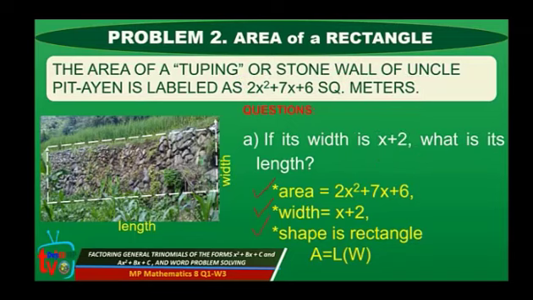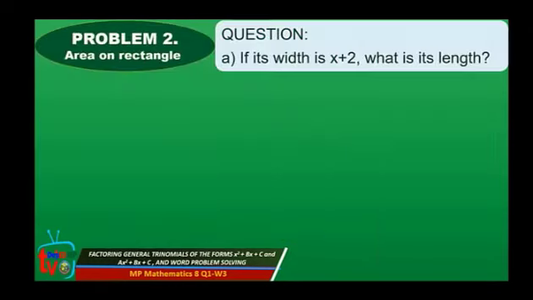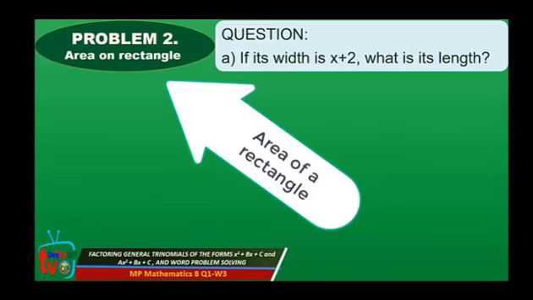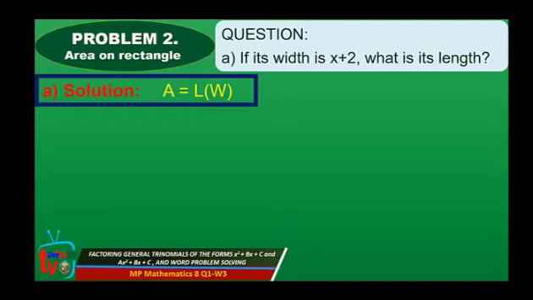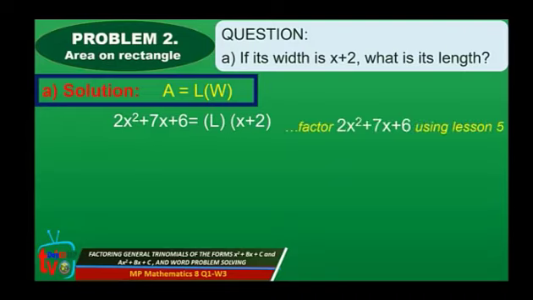So in here, the unknown is the measure of the length. From the given, we can formulate our equation patterned from the formula in solving the area of a rectangle, which is A equals L times W, or length times width. Substituting the given area, we have 2x squared plus 7x plus 6 is equal to L, or the length, times x plus 2.